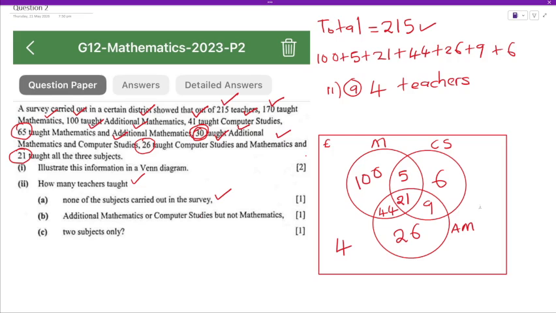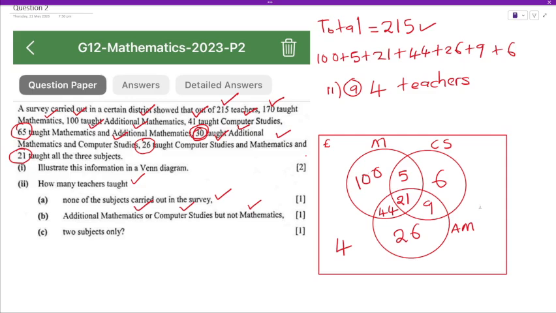Okay? Then here now, question B. How many teachers taught additional mathematics or computer studies but not mathematics. Here the examiner wanted to be smart with us. They wanted to confuse us with this English. Additional mathematics or computer studies but not mathematics. All they are asking for is all the teachers who taught computer studies and additional mathematics but not math.